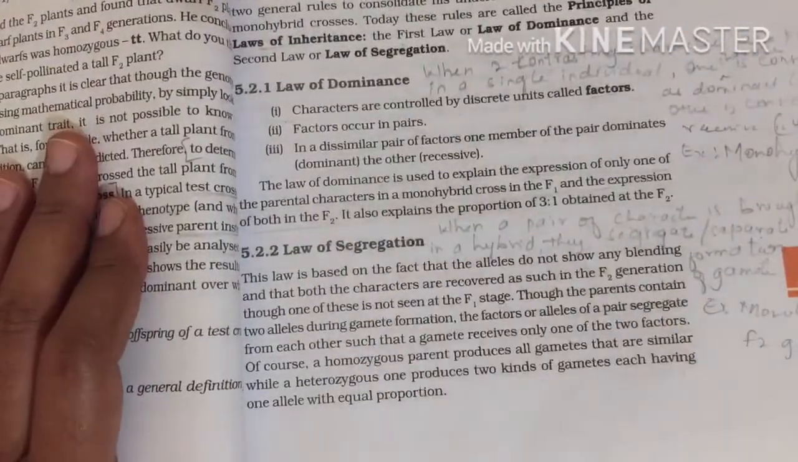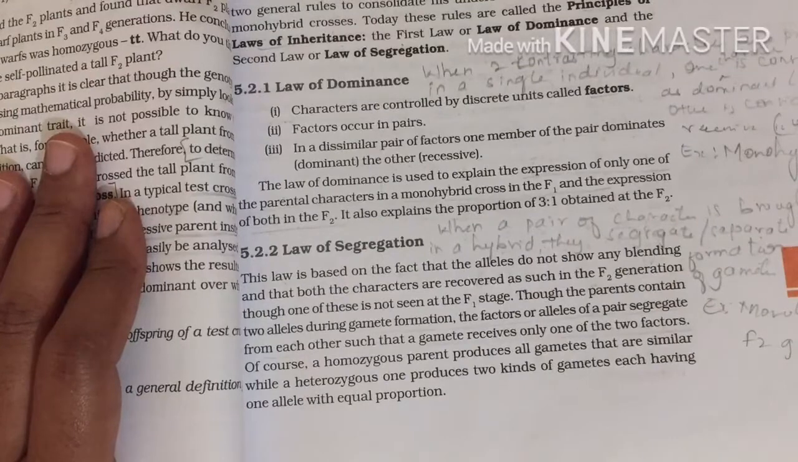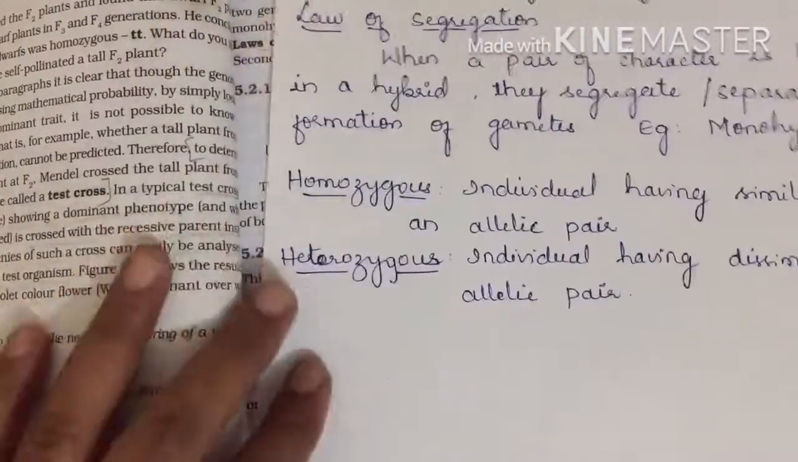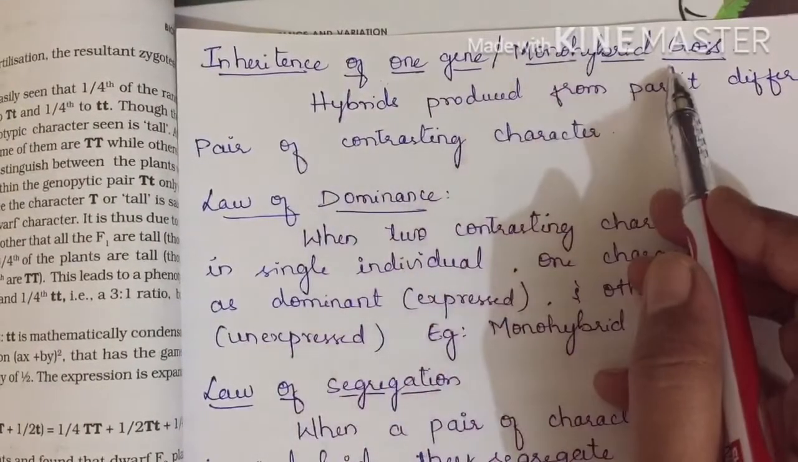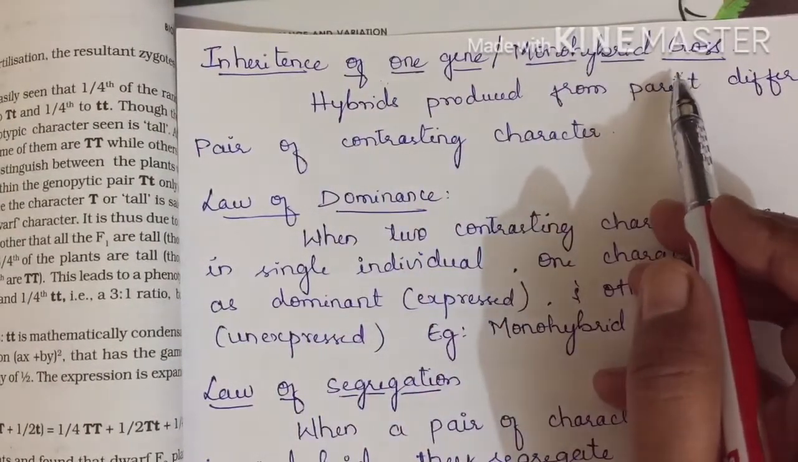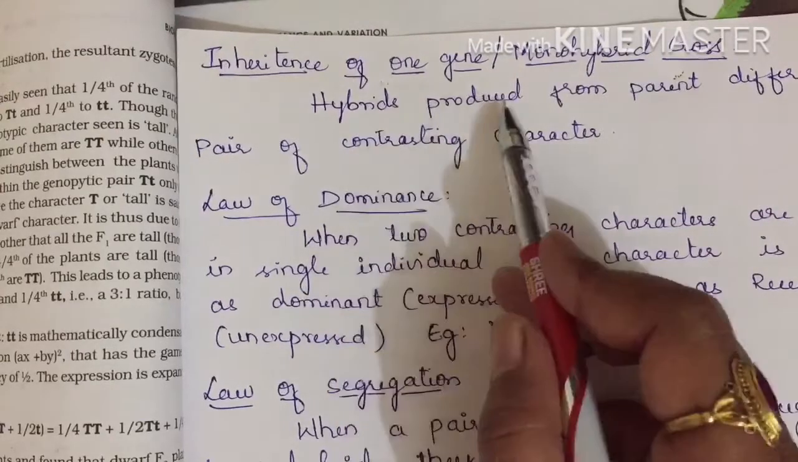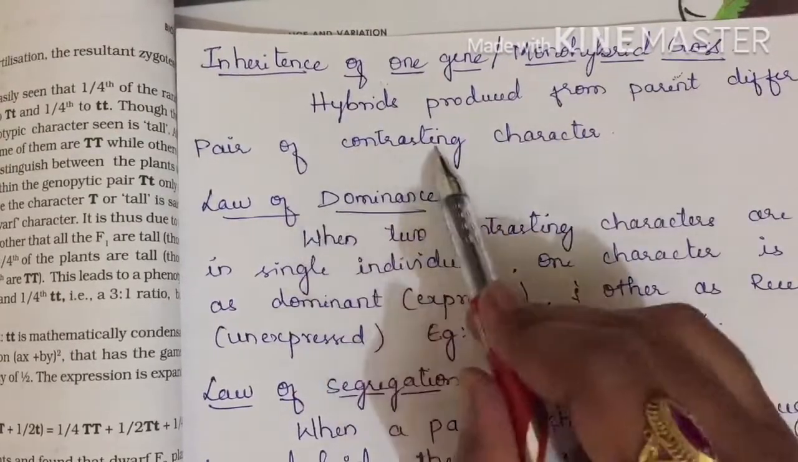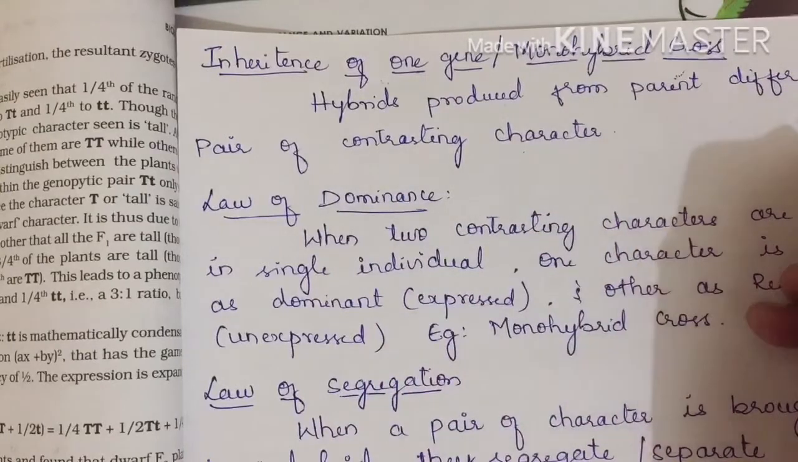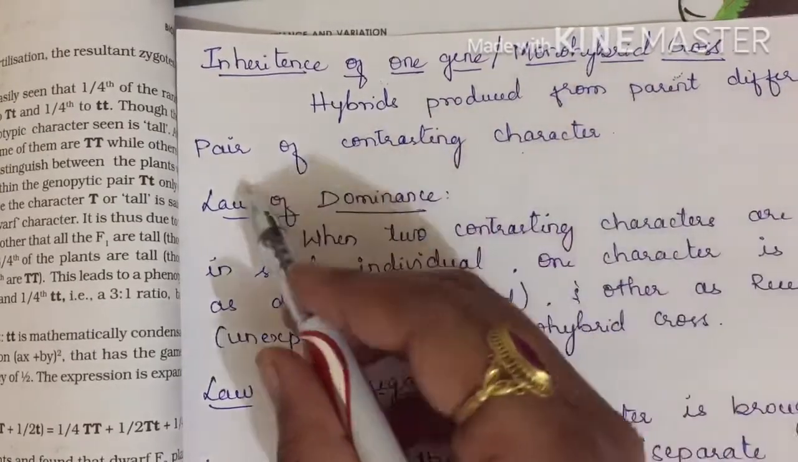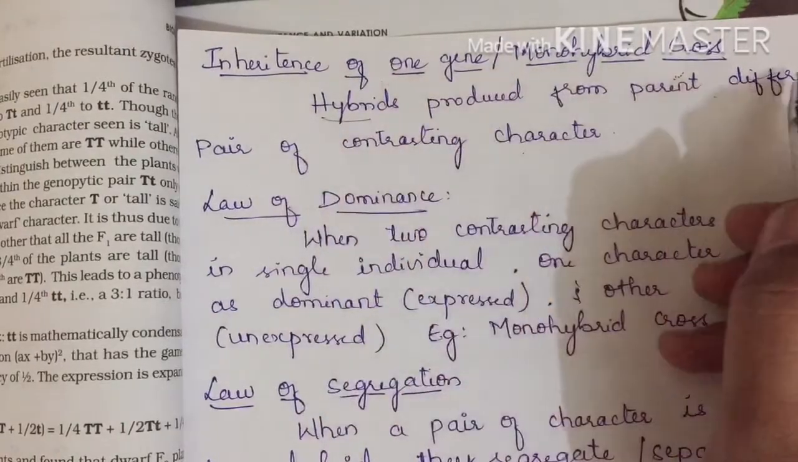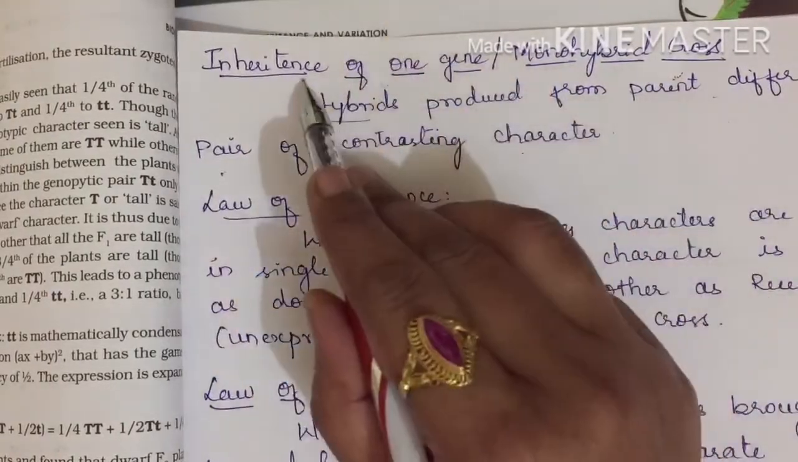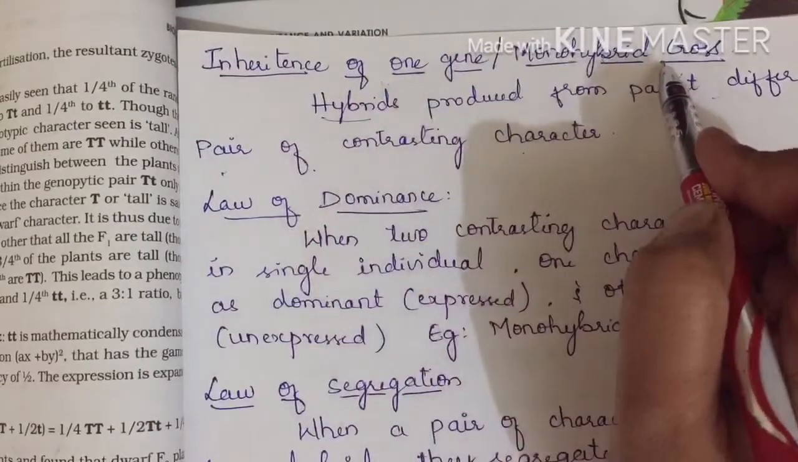Then you can find in your textbook about the law of dominance and the law of segregation. I have prepared a note of it. Let me show you. Now, this is inheritance of one gene, or monohybrid cross, what we have crossed just now. Its definition is hybrids produced from parents that differ in a pair of contrasting characters. Differ in a pair means differ in one pair of contrasting characters. For that we call it inheritance of one gene or monohybrid cross.